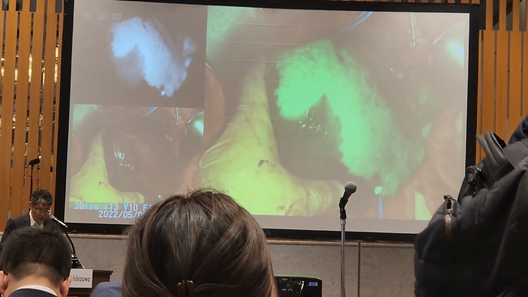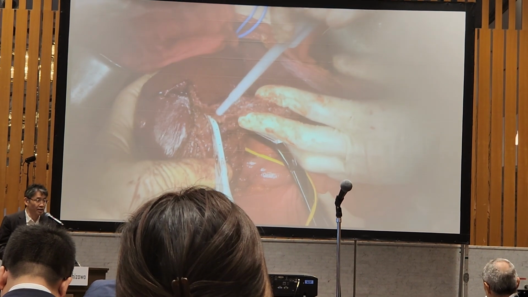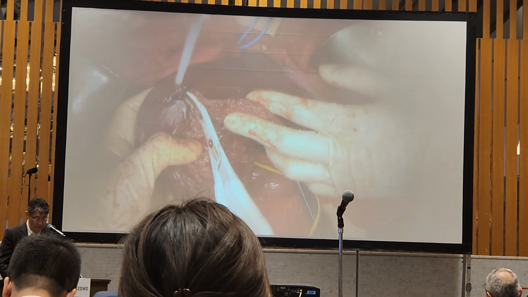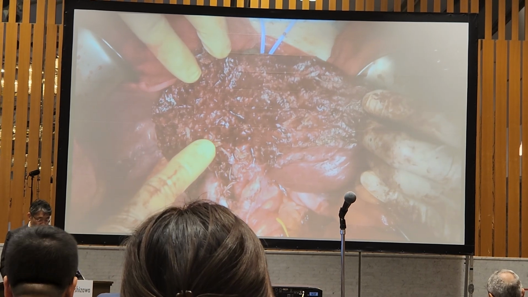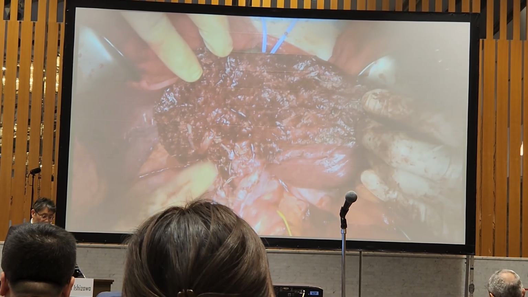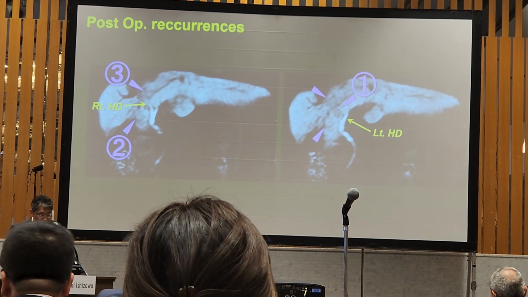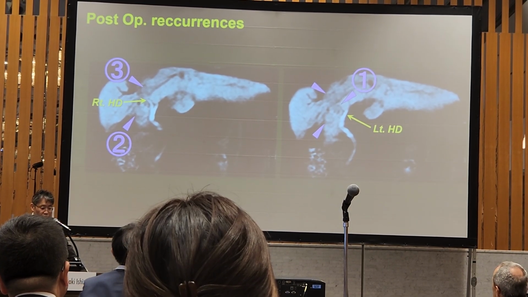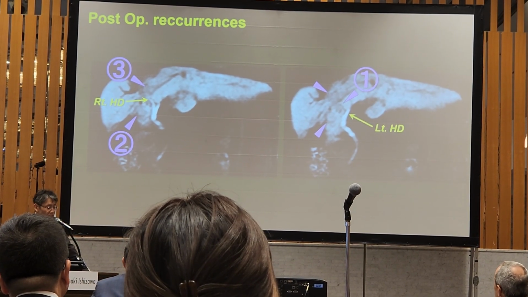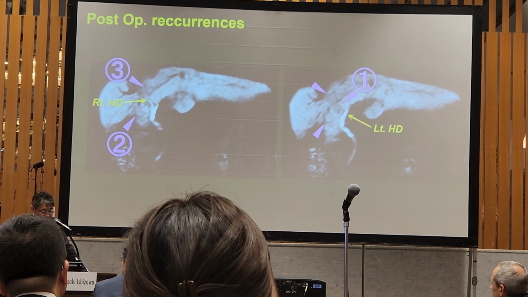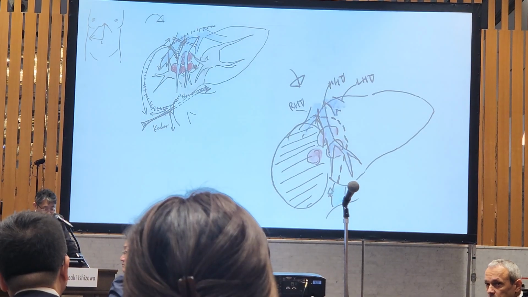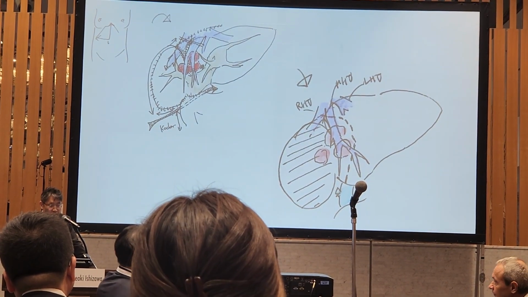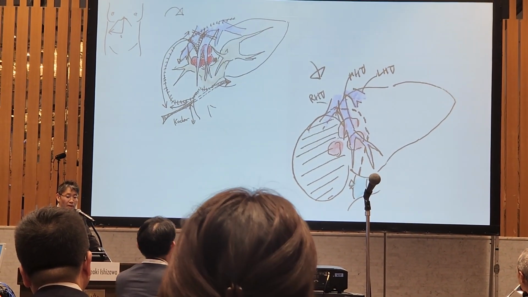And with the use of fluorescence imaging, this extended right dorsal right lateral sectorectomy is completed like this. But recurrence occurred after this surgery, and this patient had 3 recurrent tumors surrounding the right hepatic duct, as you can see in this figure. So I designed to remove these 3 recurrent tumors by extended resection of the remnant right liver.